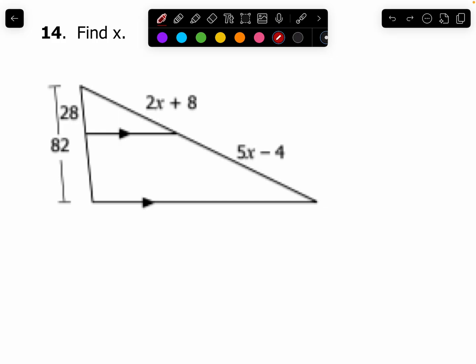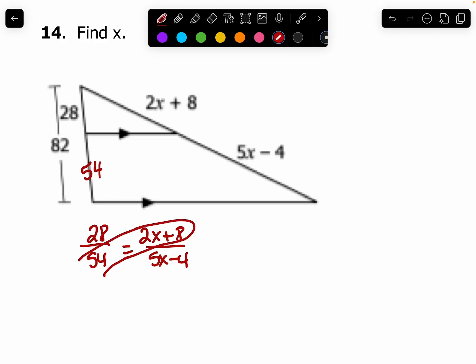So either you can use the 82 and the 7x plus 4 on the other side, or you can just subtract the 82 and the 28. All right, so when I subtract those two, I get 54. So we can do 28 to 54 equals 2x plus 8 over 5x minus 4. And then just solve for x.